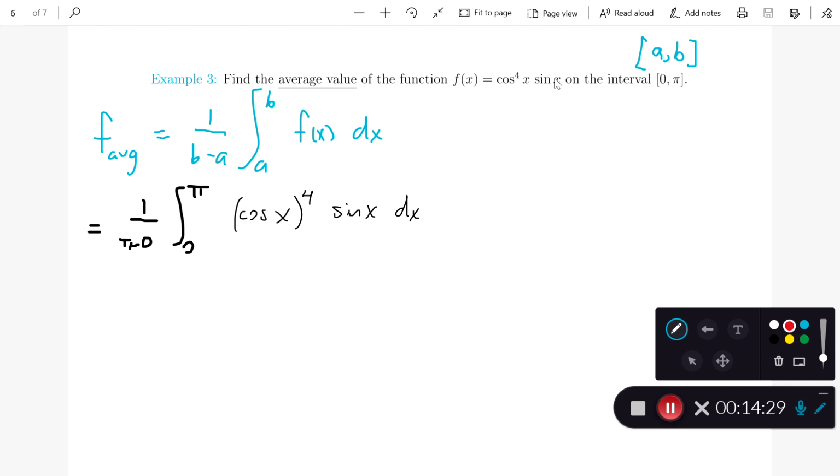So in order to solve this one, we're going to need a u substitution. So if you let u be cosine of x, then of course the derivative of u with respect to x is negative sine of x. And if you multiply by dx on the other side, you get that du is negative sine of x dx.